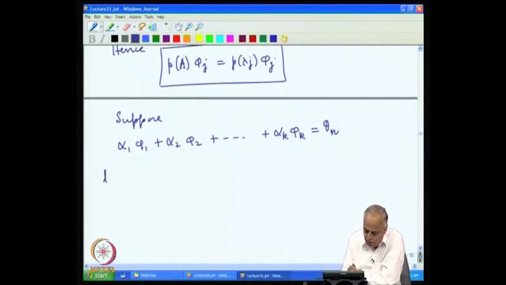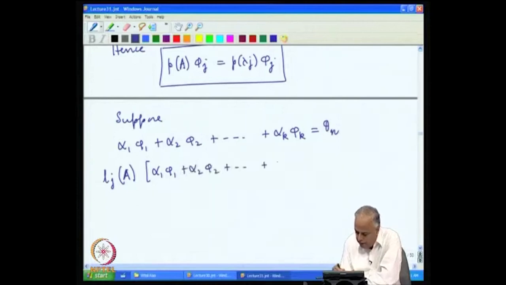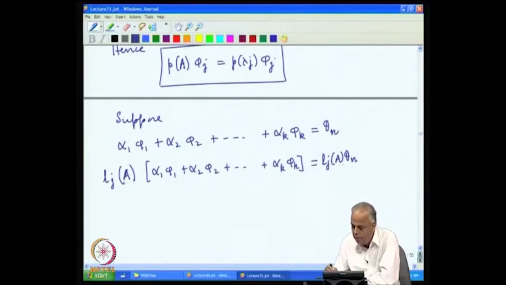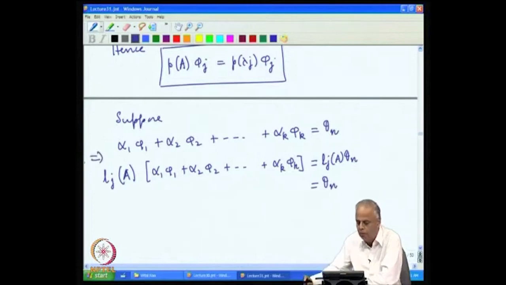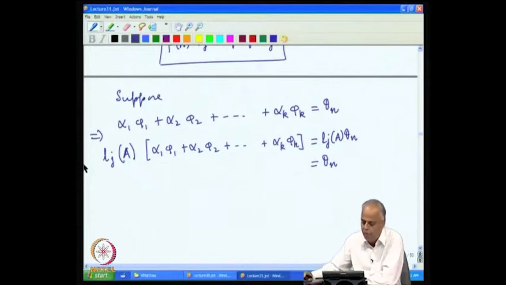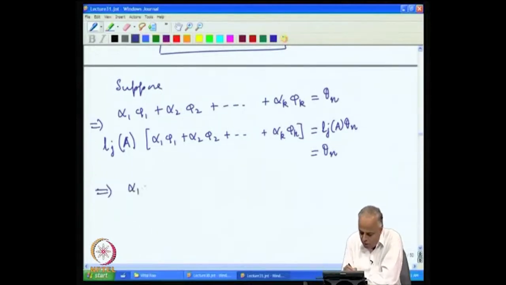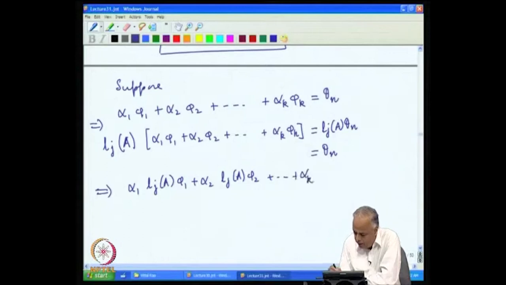Now, what we do is we multiply both sides by the matrix L j(A), where L j is the jth Lagrange interpolation polynomial. Now, that will be L j(A) into theta n, but any matrix multiplying the 0 vector gives the 0 vector. So, if alpha 1 phi 1 plus alpha 2 phi 2 plus alpha k phi k is 0, then L j(A) of this must be 0. That says alpha 1 L j(A) phi 1 plus alpha 2 L j(A) phi 2 plus etcetera alpha k L j(A) phi k is 0.